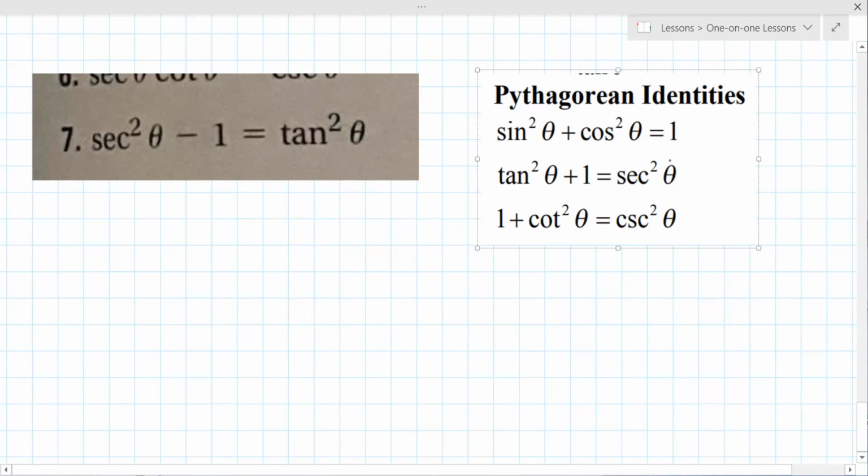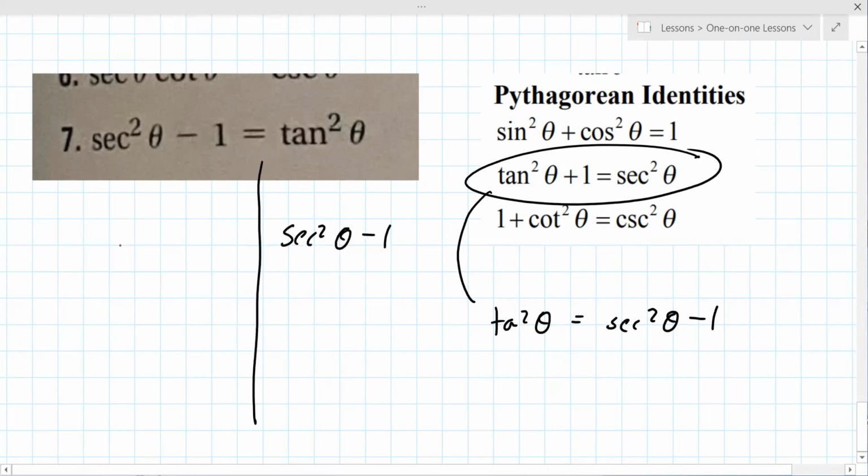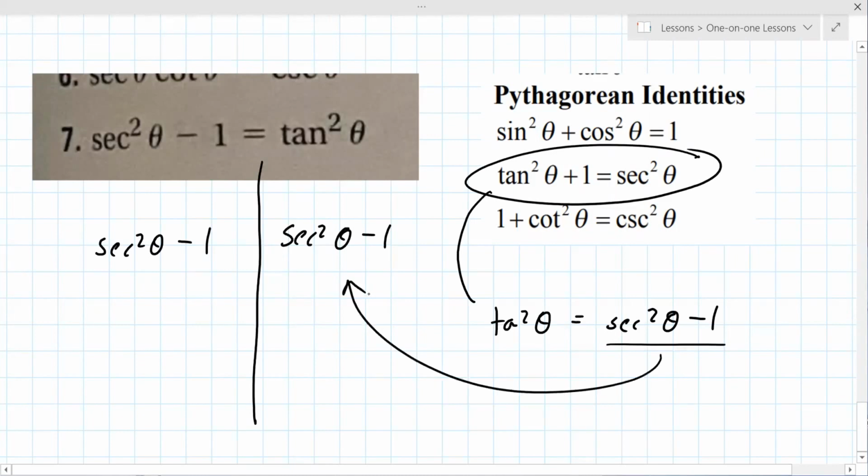What I mean by that is if you look at this second identity right here, tangent squared theta, if you were to solve for tangent squared theta, tangent squared theta equals secant squared theta minus 1. And you don't sub in for both. You choose a side. So if you were to work on the right side, this is done, because you just substitute that in there and it's the left side.